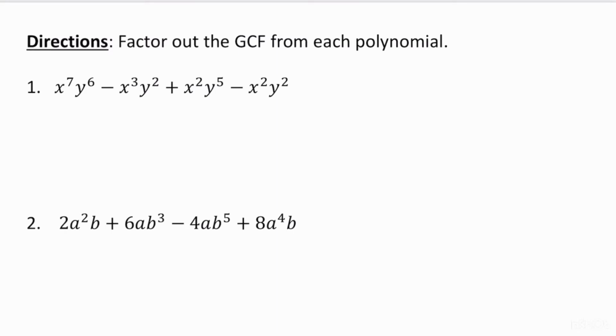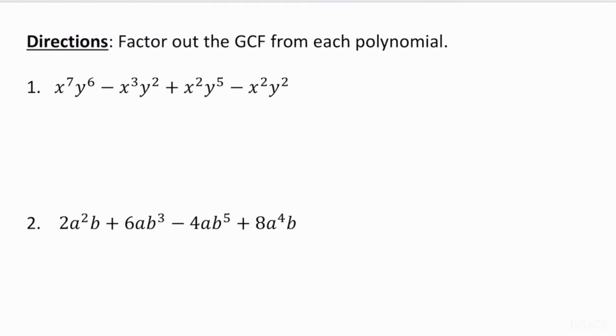Right away, I can tell there's 4 terms, 1, 2, 3, 4. Every term is separated by a plus or minus. And I also can tell that every single term has x's. Every single term has y's. So that means that yes, I should have a GCF. So let's go ahead and find it.